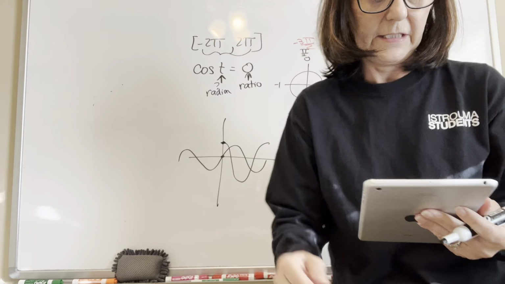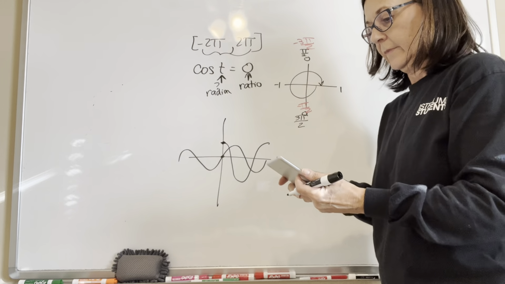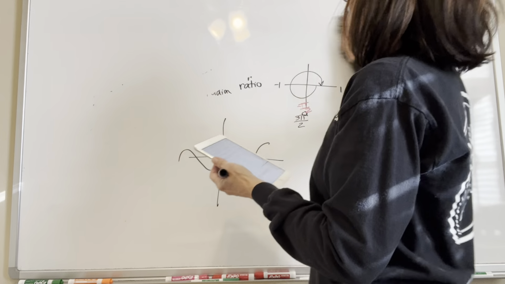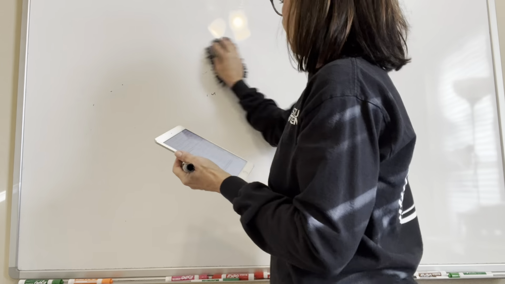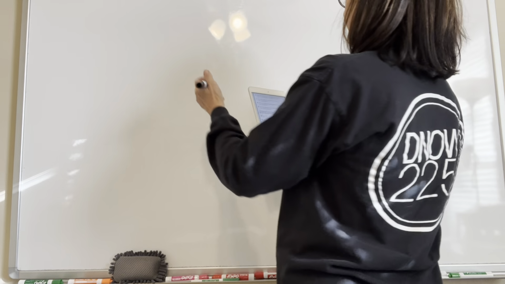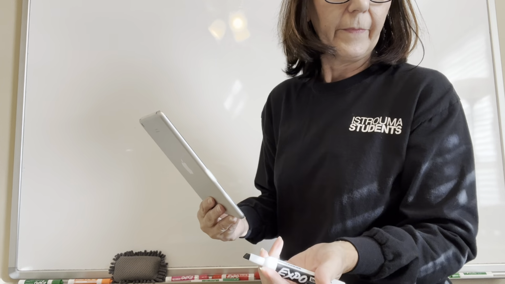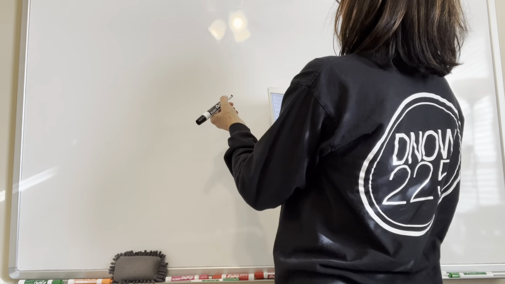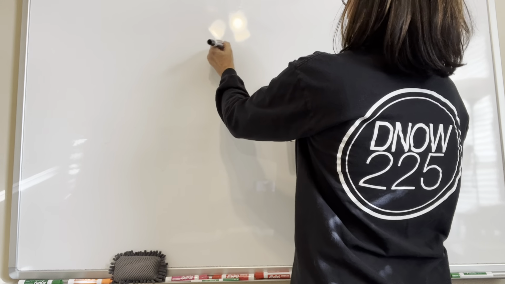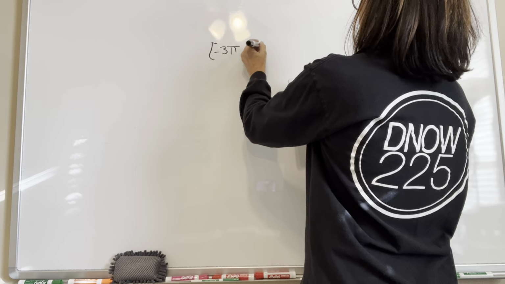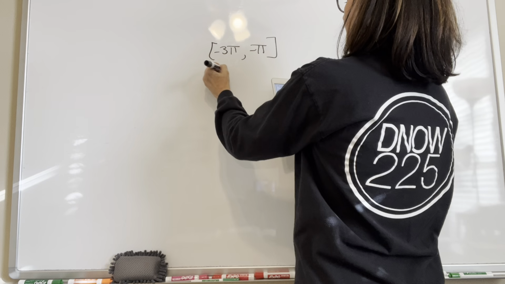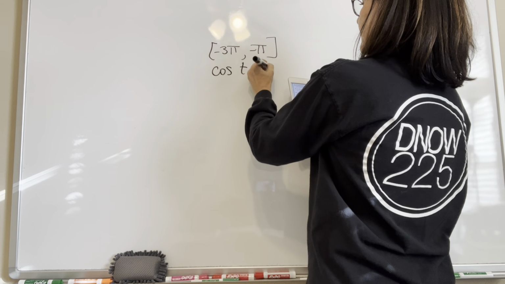Number 16. For what values on this interval, all right, let's write the interval down. I'm on 16. Could have given you the page number, 484. Okay, here's the interval from -3 pi to -pi. Is the cosine of t decreasing?